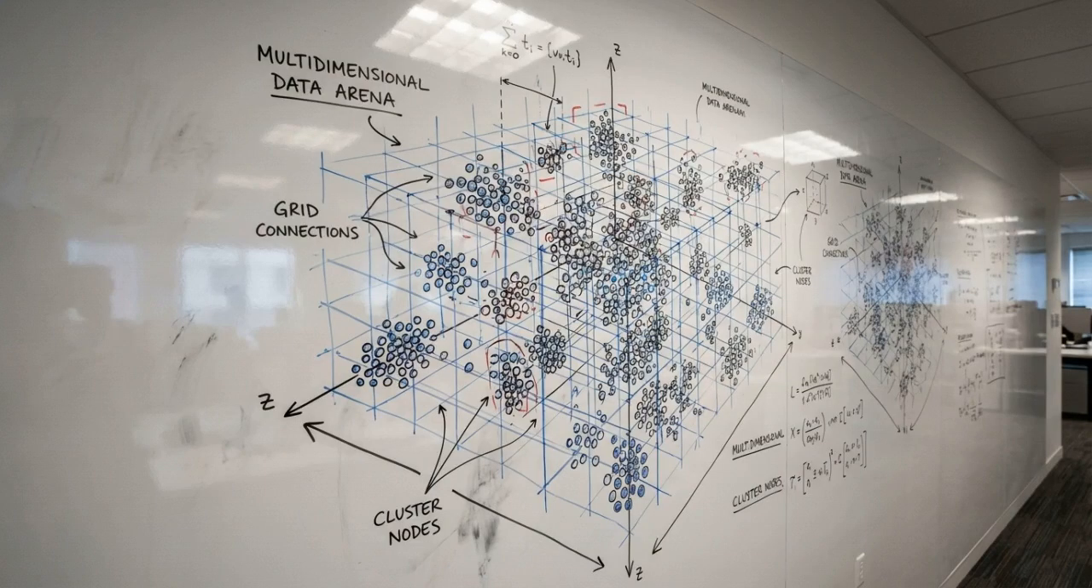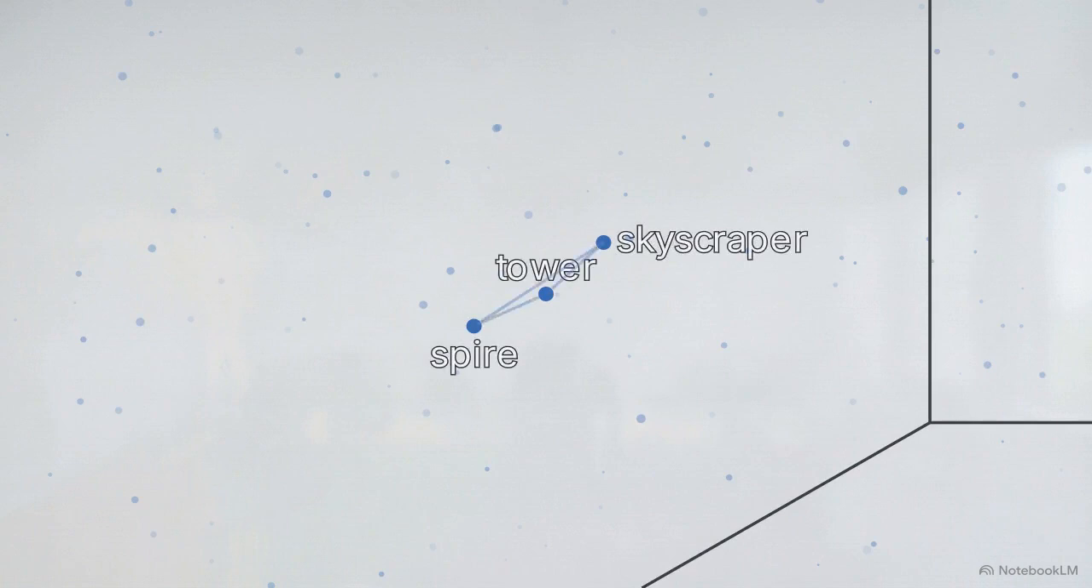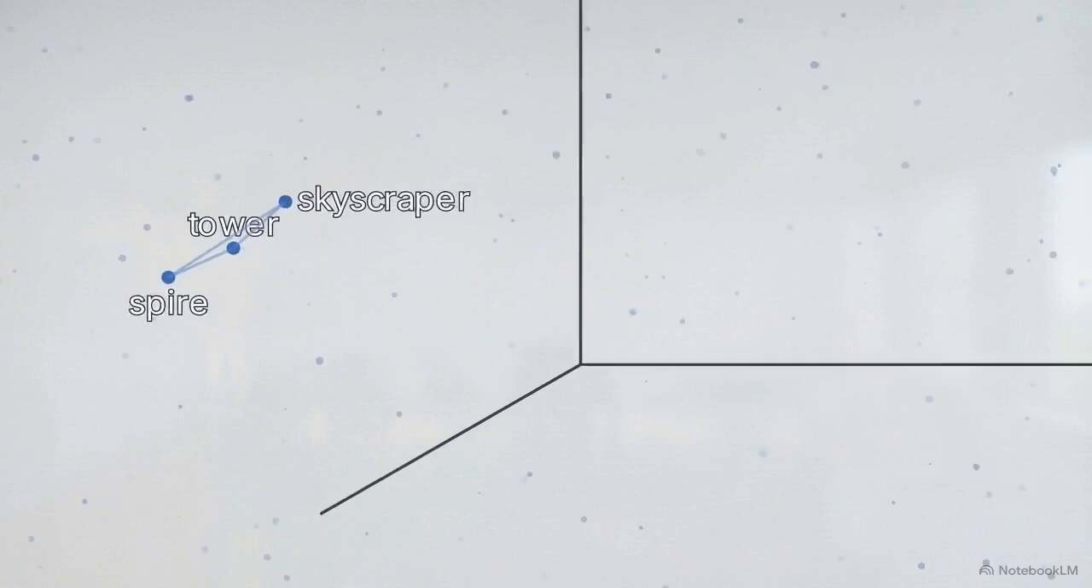Those 12,000 numbers are not random digits. They act as spatial coordinates, plotting the word inside a vast, multidimensional arena. This creates a geometric space where words with similar contexts naturally settle into the same neighborhood. Tower lands physically close to skyscraper and spire. Because words are physical locations, distance and direction encode semantic relationships.